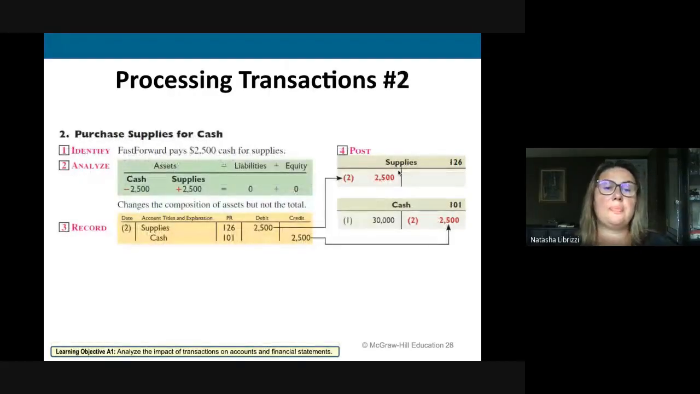The second transaction. We're going to purchase supplies for cash. In this case, cash is an asset, right? 2,500, and I'm paying it. So when we use cash, it's a credit. It reduces our asset, and supplies happens to be an asset, so it's an increase. Remember, we post a debit first, so supplies is going to go first because it's an increase under the asset category. So debit supplies 2,500, credit cash 2,500, and again, I'm posting 2,500 under the supplies account, and in my cash account, I'm going to credit 2,500.